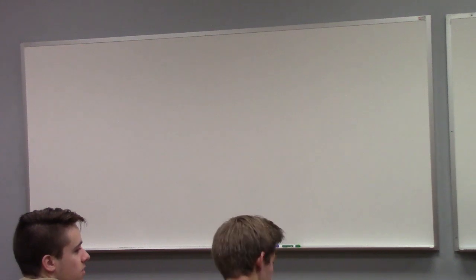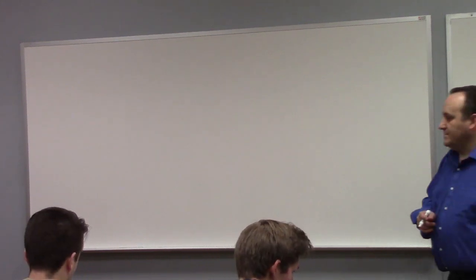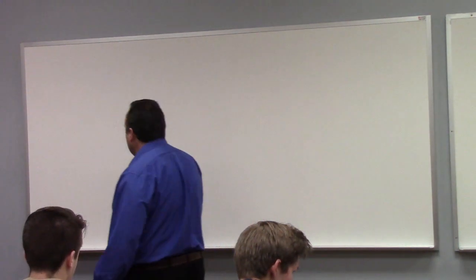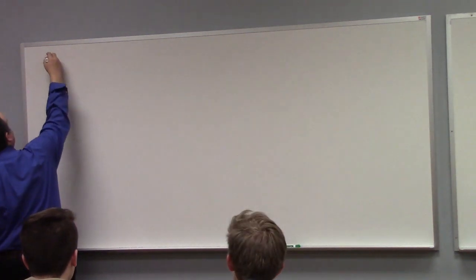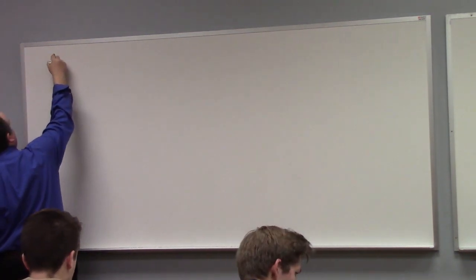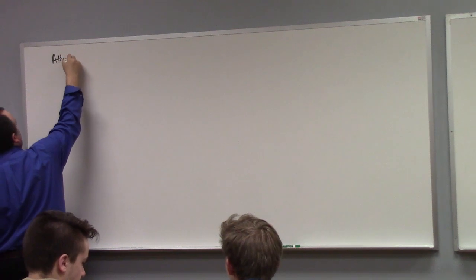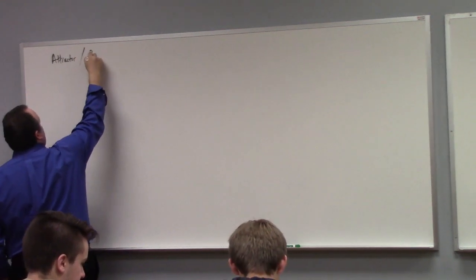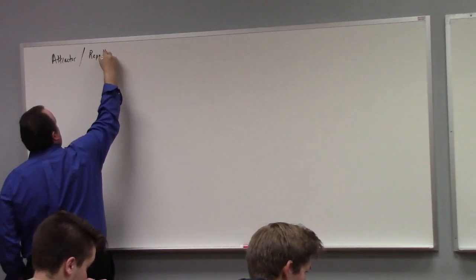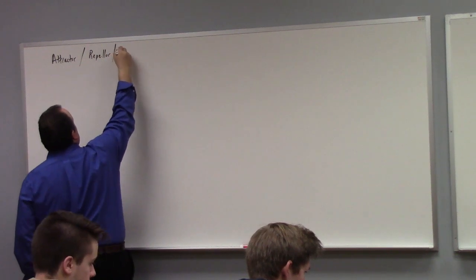To classify the origin as an attractor, repeller, or saddle point. Okay, so yeah, class. What is it? What's this? An attractor, repeller, or what is it? Saddle.